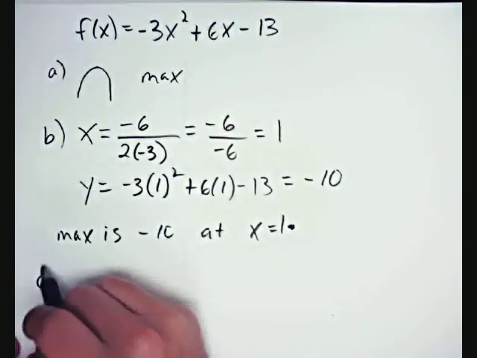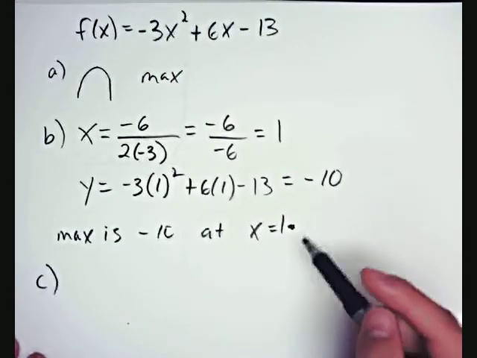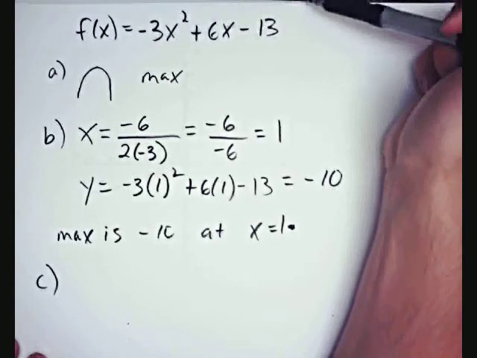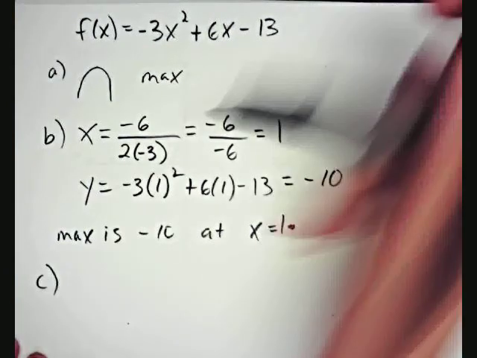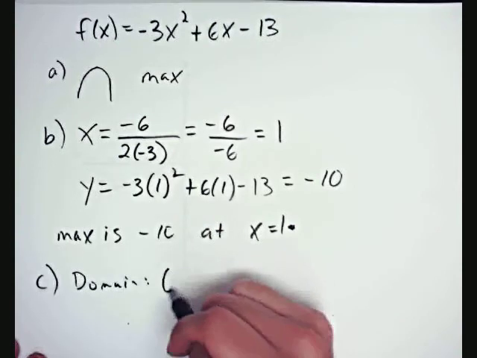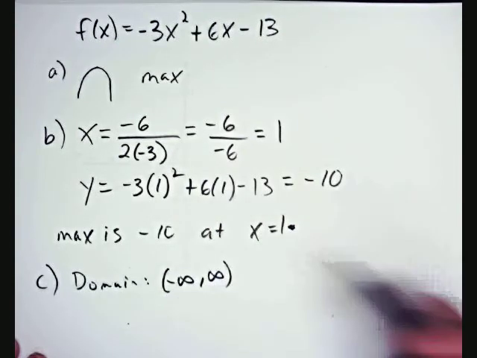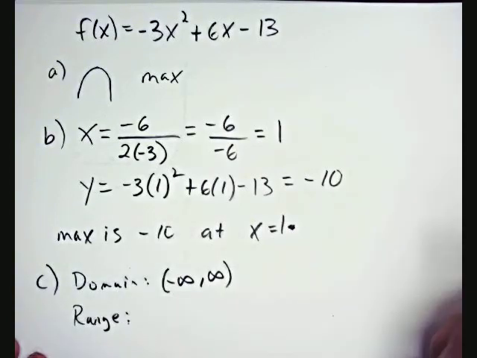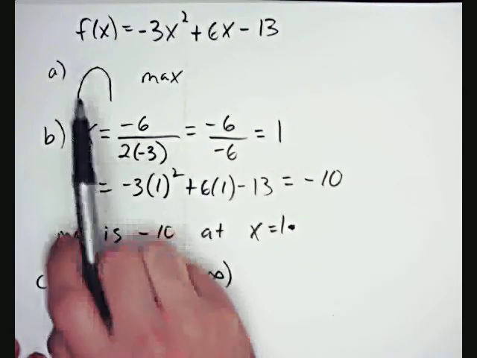And part C, identify the domain and range. Any quadratic function, no square roots, no denominator, so the domain will always be all real numbers. And the range, we have to think about the graph of this parabola.